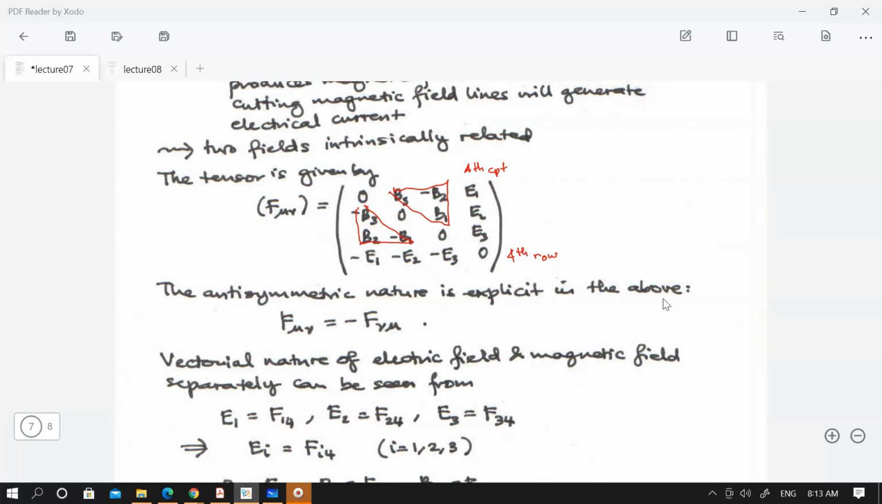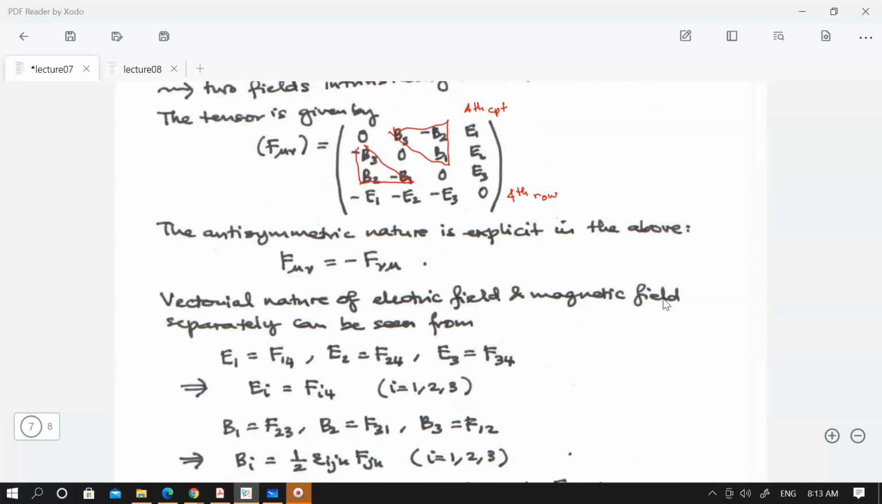One can actually see how this works out when you write down the components in terms of the components of your field strength tensor. Your F is called the field strength tensor.